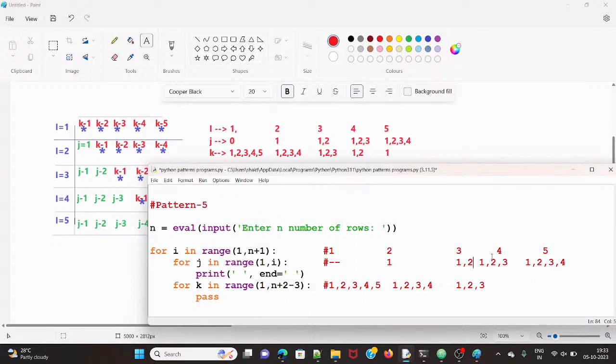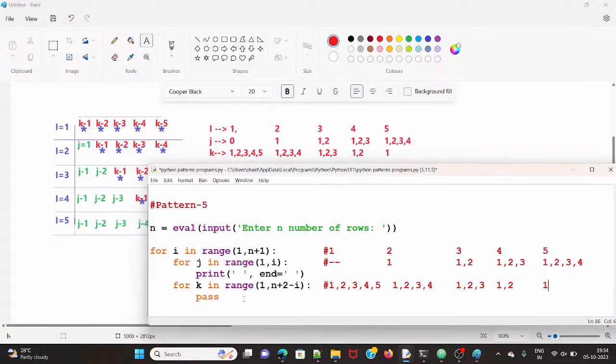Next, when i value is 4, n plus 2 means 7, 7 minus 4 is 3. 1, 2, 3 means just 1, 2 only will come. 1, 2 came. Next, when i value is 5, n plus 2 is 7, 7 minus 5 is 2. 1, 2 means 1 only will come. That's all. Can all of you observe here?